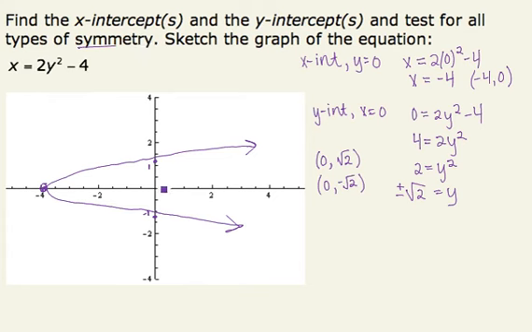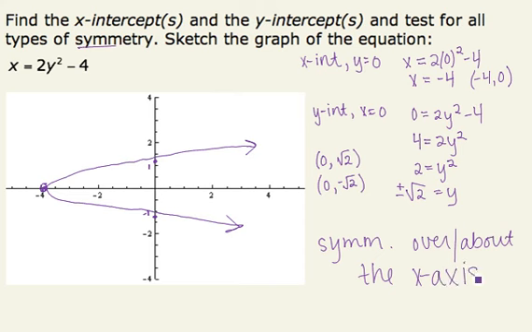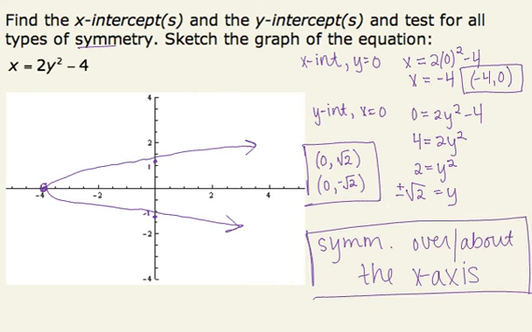Well, symmetry over the y-axis is not correct, because I can't flip it over both sides. It's not about the origin, but it is over the x-axis. If I folded this in half over this x-axis, it would be symmetrical. Therefore, I know that I am symmetrical over the x-axis, or sometimes people say symmetrical about the x-axis. So I have an x-intercept, two y-intercepts, and my symmetry.